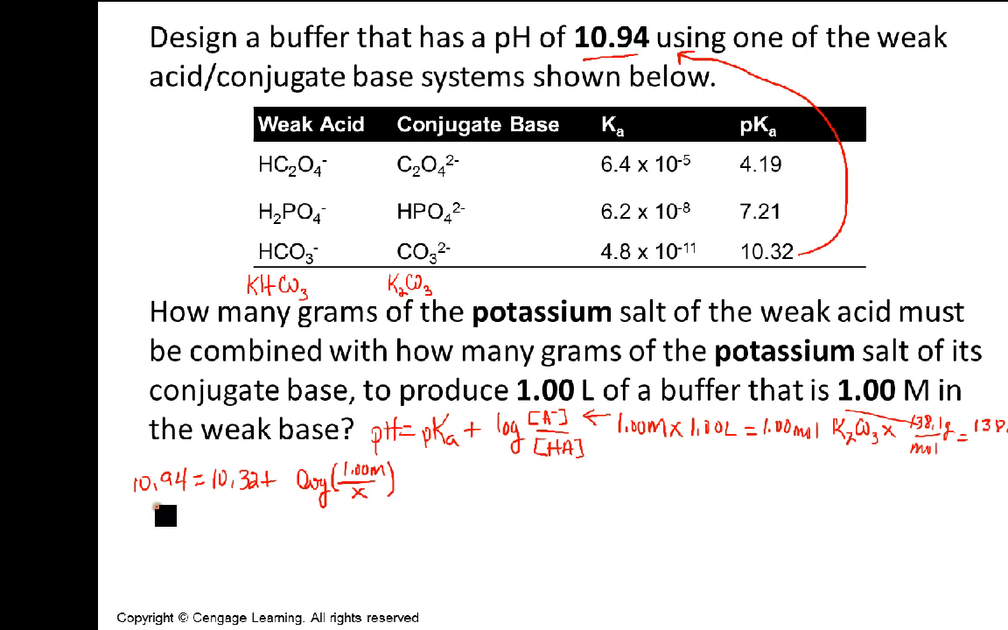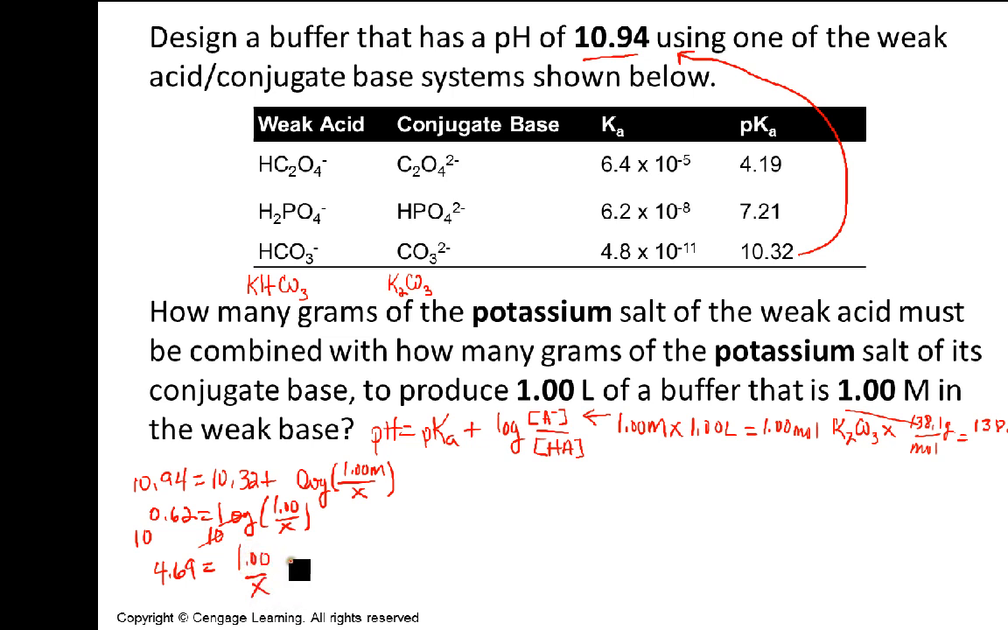So we subtract 10.32 from both sides, and that gives us 0.62 equals the log of 1 over x. Well, to undo the log function, we need to raise both sides. We use the 10 to the x function, and so 10 to the 0.62. Plug that into your calculator, it gives you 4.69. And 10 to the log function, these undo each other, and you're left with 1 over x.